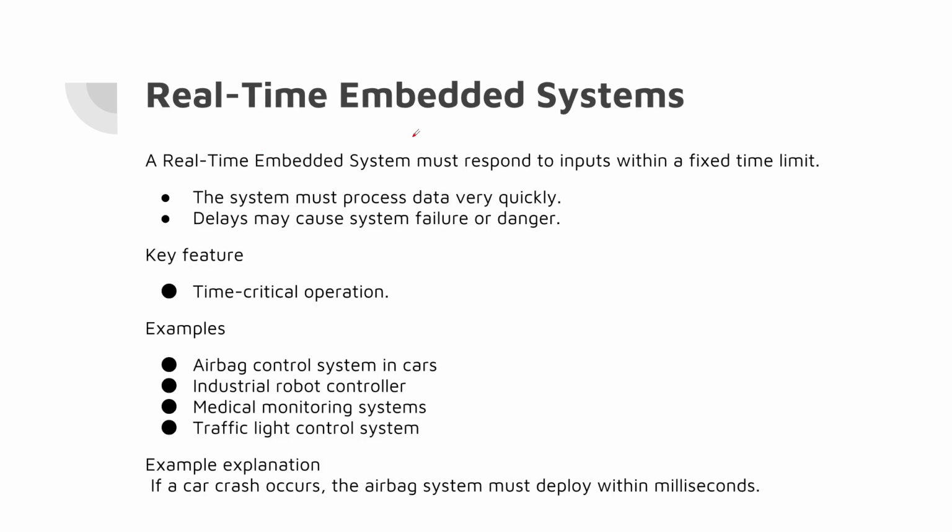Next is the real-time embedded system. A real-time embedded system is an embedded system where time is very important. If I give some input, it has to respond within some time period. It has to process quickly, because if I have given some input, within a fraction of a second it has to give the output, which means the processing has to be very fast. If some delay happens, it causes serious damage or failure. So the time constraint is very important in the real-time embedded system.